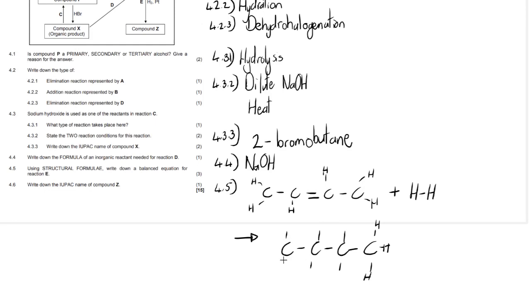Structural formula is given with all bonds being shown. Please do not forget that. Don't take any shortcuts. In this case, I would still mention that there was a catalyst here, the platinum catalyst. Let's go into this very last question, 4.6. Write down the IUPAC name of compound Z, and this is butane.